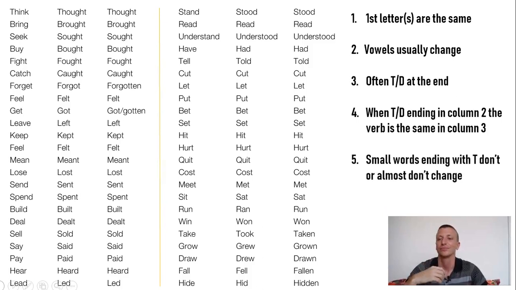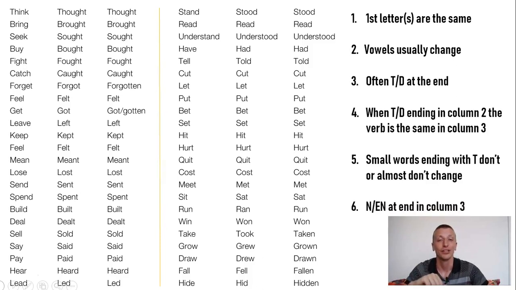In addition to that, small word endings with T don't or almost don't change. So for this, you need to go to the second list, starting at cut, let, put, bet, etc. These small words almost never change. At the end, there are some that change, like meet, met, sit, sat. Okay. So again, look how powerful this is, this link between the regular past and the irregular past. T's and D's, very closely related.